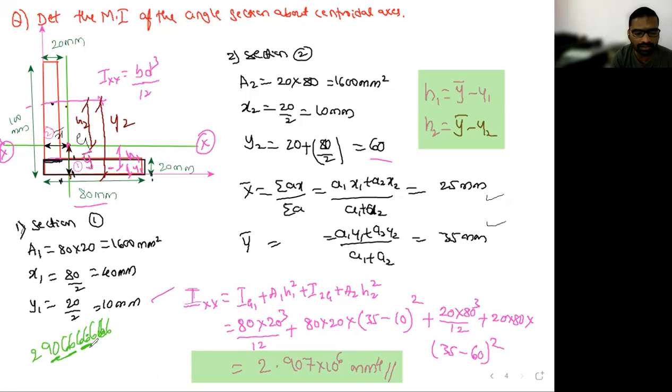So instead of writing all this answer, you can write 2.906 into 10 raised to 6 mm raised to 4. Okay, yes, this is also correct.